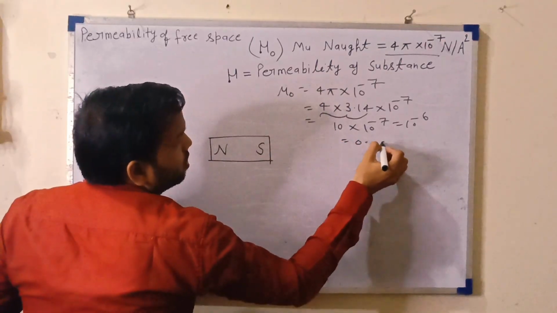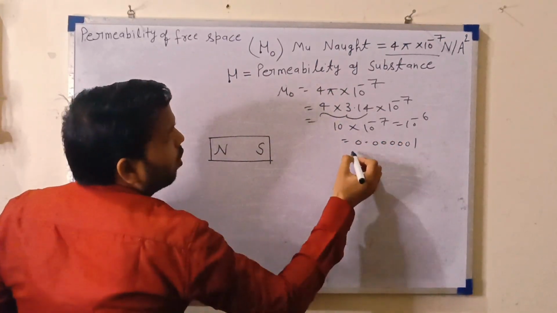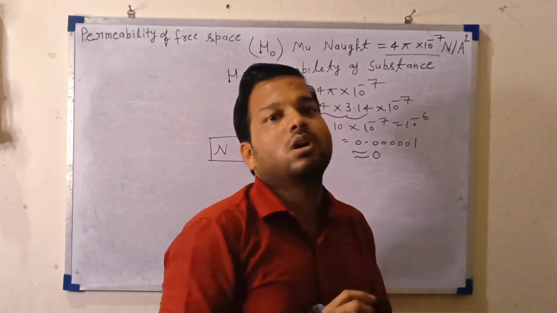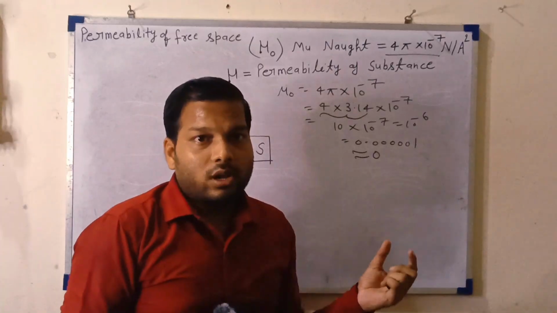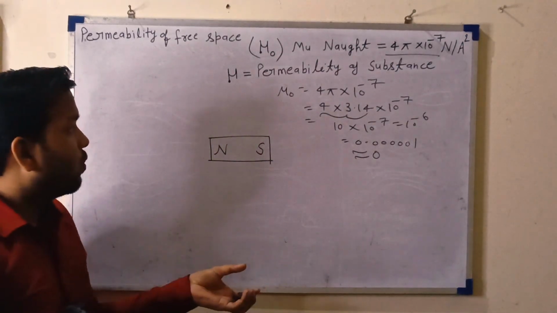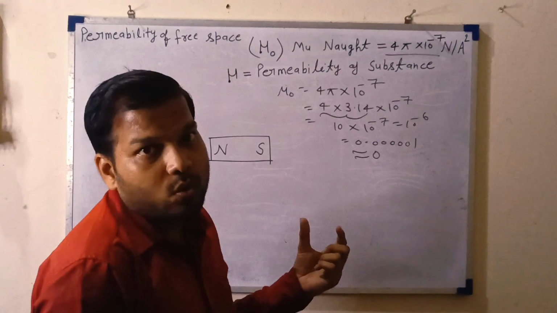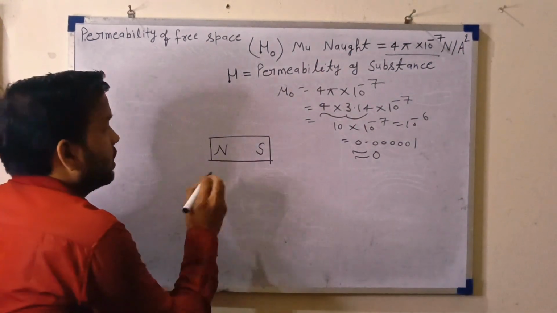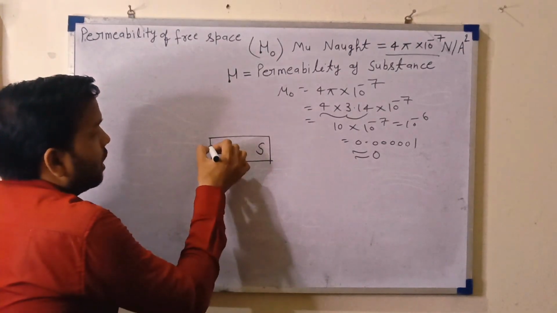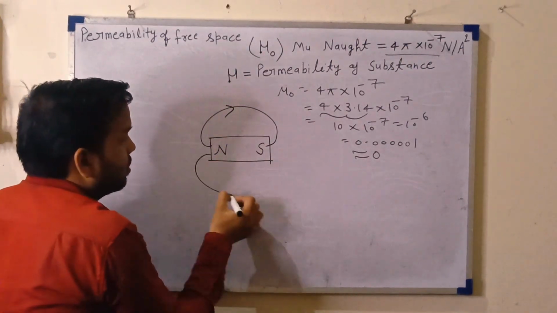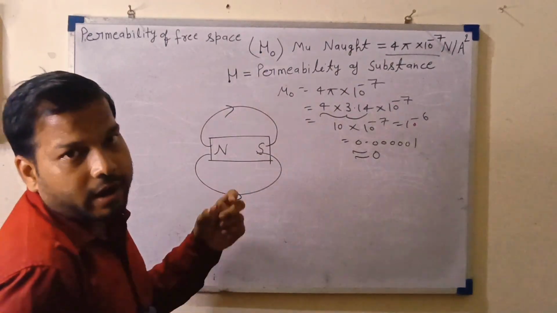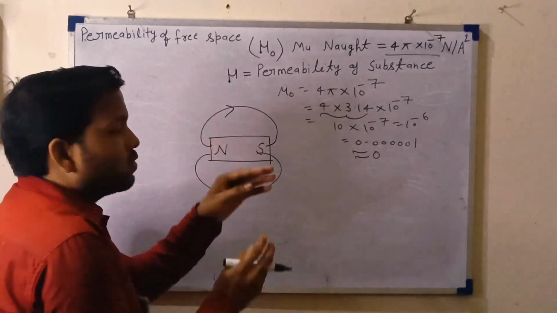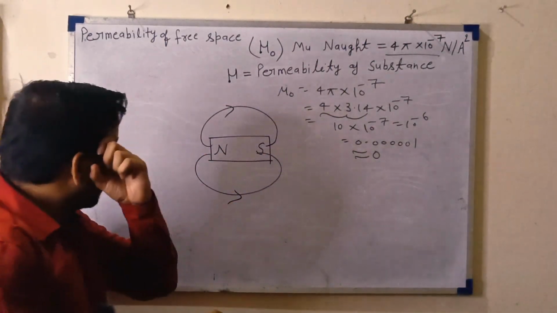It means 0.000001, almost 0. It means the air or vacuum does not allow the field lines to pass through it. And that's why the magnetic field lines expand freely, neither attraction nor repulsion. Just these field lines expand freely.